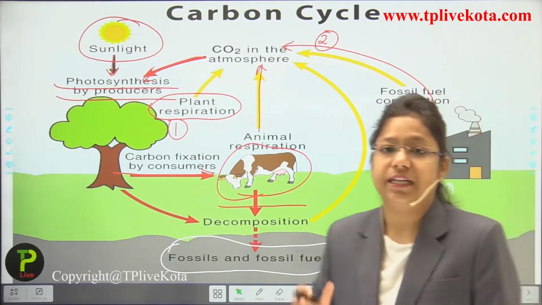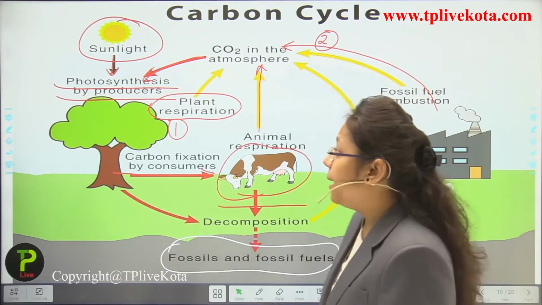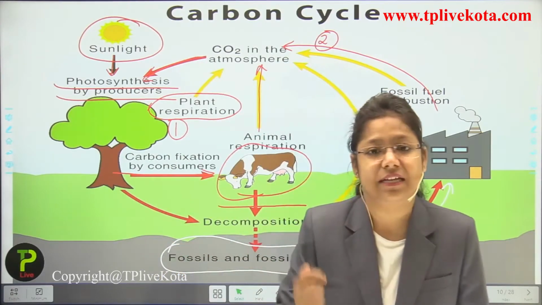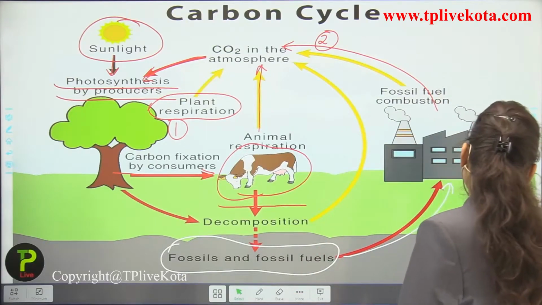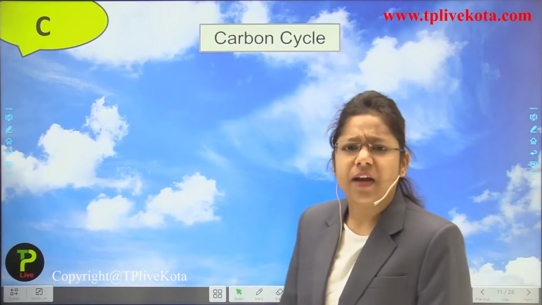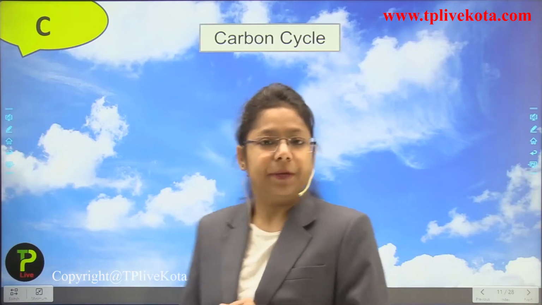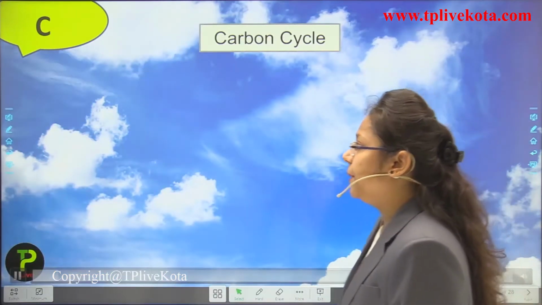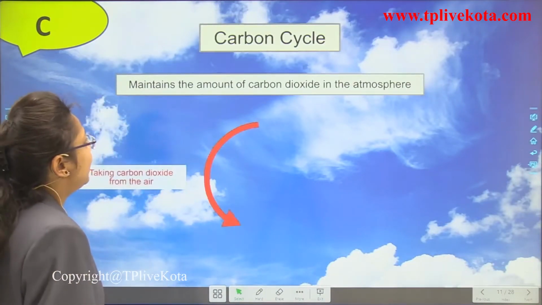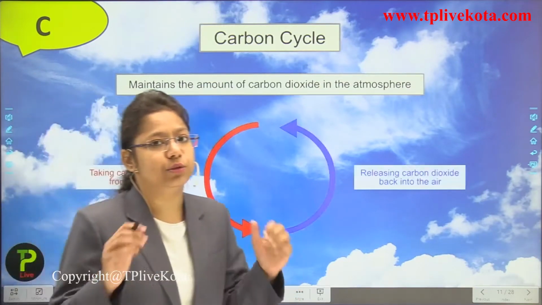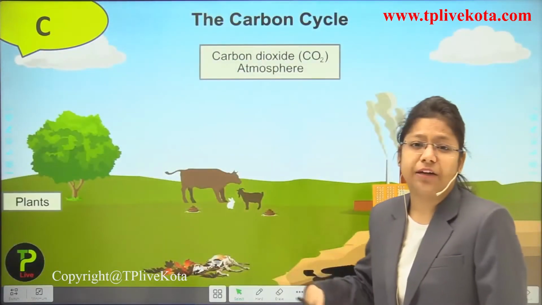Carbon dioxide is very necessary, but if we do deforestation, then what will happen? The carbon dioxide will not be taken up by the plants, and the temperature of the planet will rise. Okay, so this is all about the carbon cycle. Now we are going to understand the carbon cycle again thoroughly with a very small video clip. So I am starting with the video clip, and we are going to understand each and everything about the carbon cycle. Now it maintains the amount of carbon dioxide in the atmosphere, taking carbon dioxide from the air and then giving it back to the atmosphere.